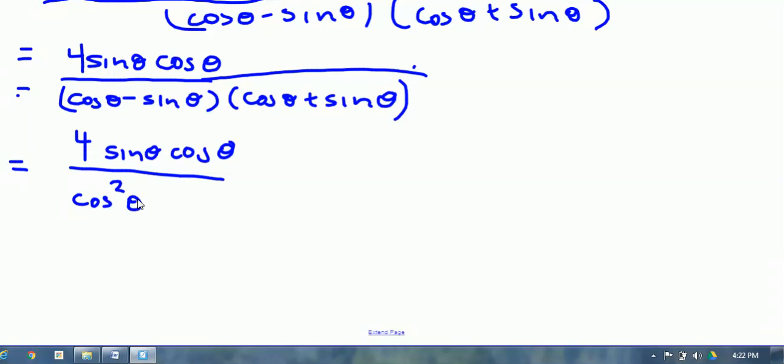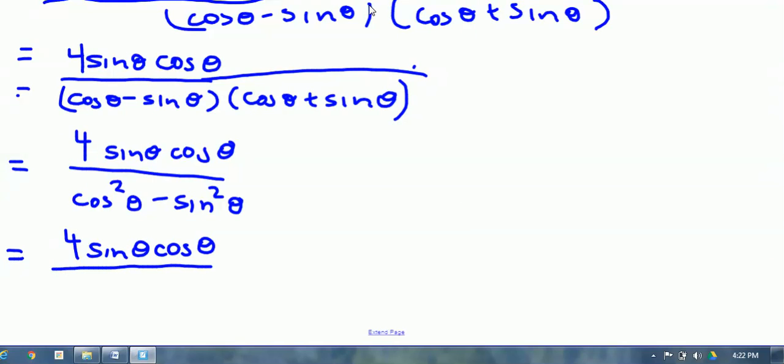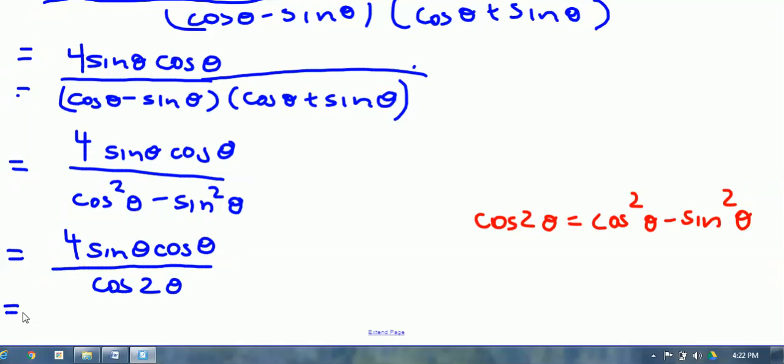So if I FOIL this out, you end up with cos squared theta minus sine squared theta. Remember, this is like a difference of squares again. And if I continue to work on the denominator, that is my identity. The cos of 2 theta equals cos squared theta minus sine squared theta. Remember? So I'm going to use that identity here, and so I'm going to call this cos 2 theta. And then if I really wanted to, I could write 2 times 2 sine theta cos theta over cos 2 theta.